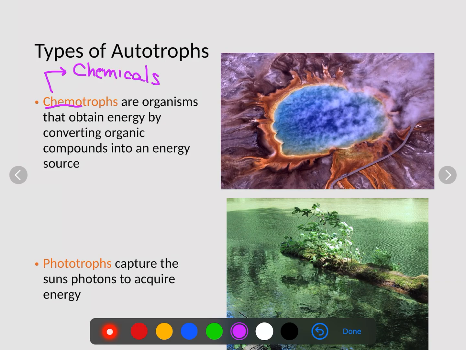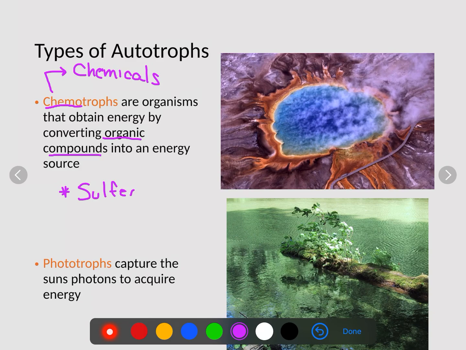They obtain energy by converting organic compounds, and organic compounds are chemicals, into an energy source. Over here we have a picture of a volcanic hot spring, and you see all these unique colors around the outside. What happens here is we are actually converting sulfur into energy in these microscopic organisms, and they're usually called extremophiles because of the extreme conditions they live in.